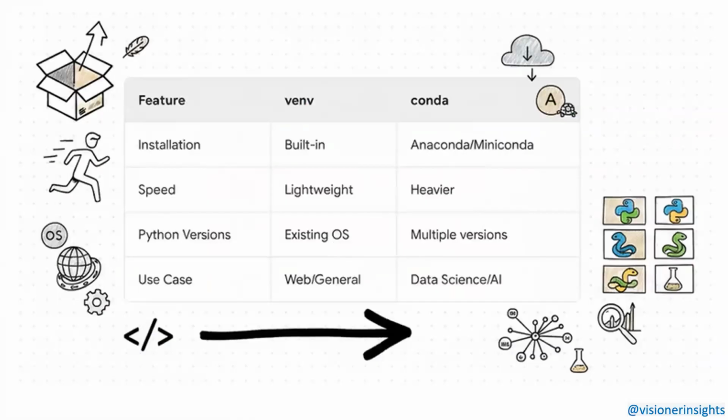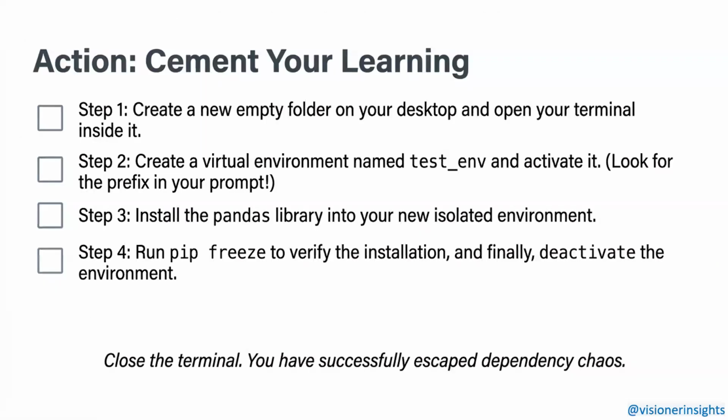Use venv for standard software engineering and web development, but go with Conda when you're dealing with complex data science and machine learning libraries, or whenever you need strict control over different Python versions. Okay, to make sure all this isolated box theory really sticks, we've pulled a small, concrete exercise right from our source material so you can put this into immediate practice on your own machine.